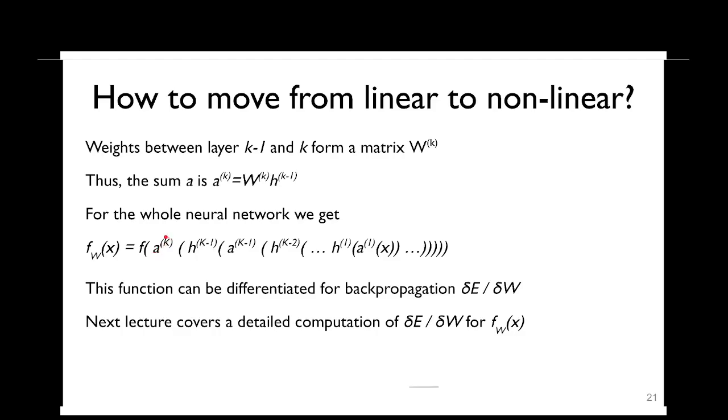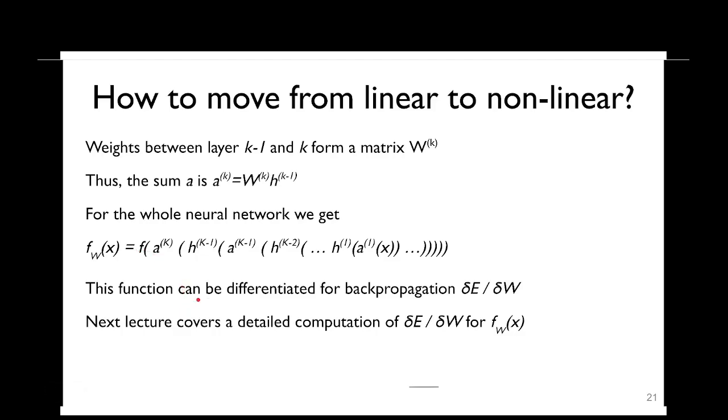Basically, we start over here with our input x, we compute with the first layer the weighted sum, feed this into the activation function h, and move on through layer 2, 3, and so on until we apply the activation function in layer k minus 1, build the weighted sum in layer k, apply the activation function again, build the weighted sum again, and this gives us the final result.